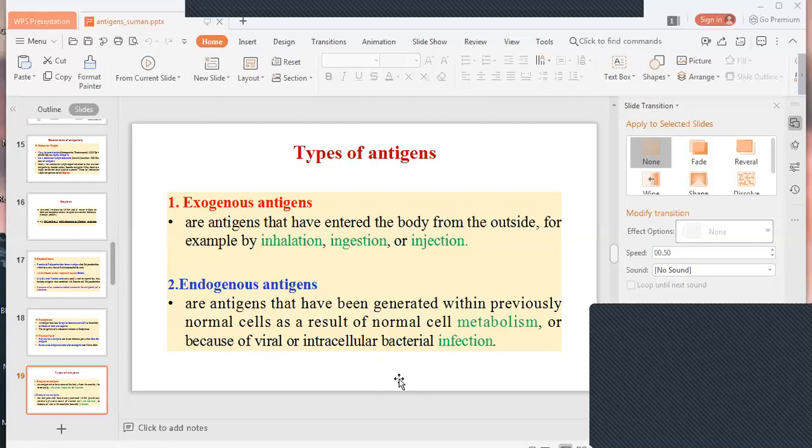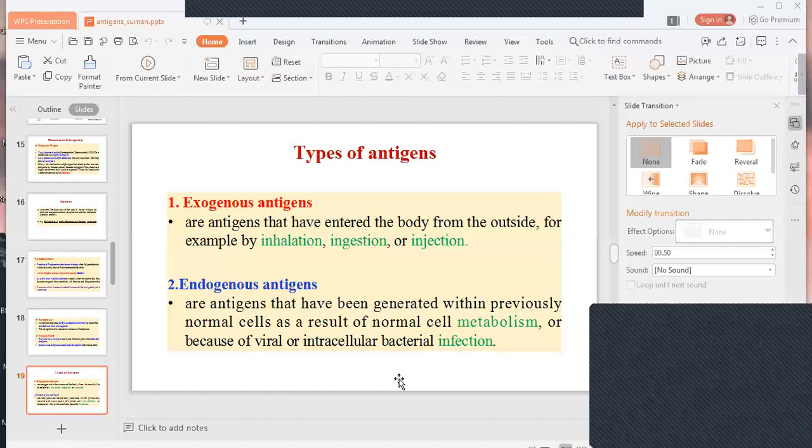And how can they enter into the host or the human? Via inhalation, via ingestion, or via injection. These are the 3 means through which they can enter into the human body. So their origin is different. They are entering from outside, they are foreign. That is why they are known as exogenous antigen.